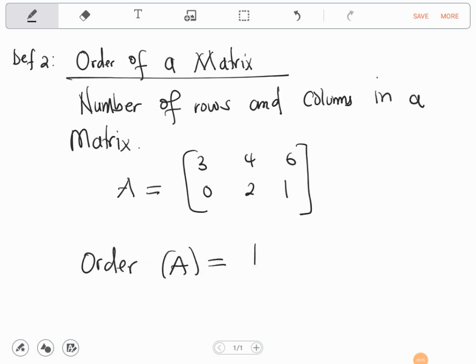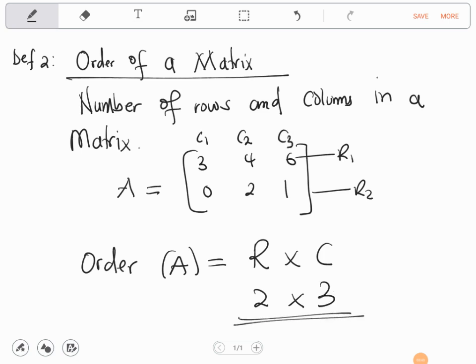In short, we are saying how many rows and how many columns are there. So how many rows are here? Row number 1 and row number 2. There are 2 rows by how many columns? Column 1, column 2, column 3. So this is a 2 by 3 matrix. Don't multiply and say 6. No, just leave it the way it is. 2 by 3. That would be the order. So you always start with rows, then you end with columns.